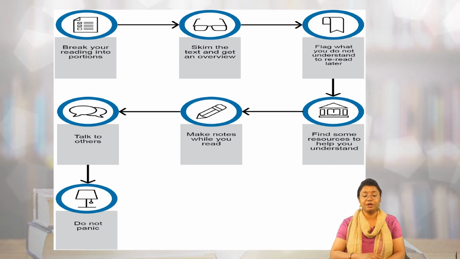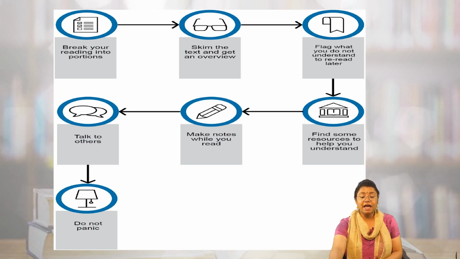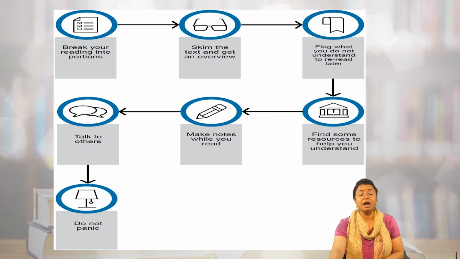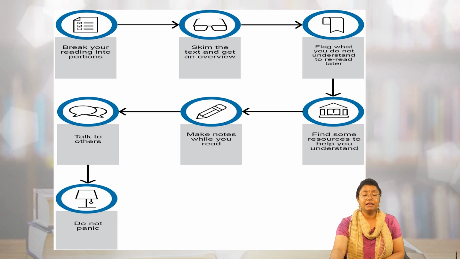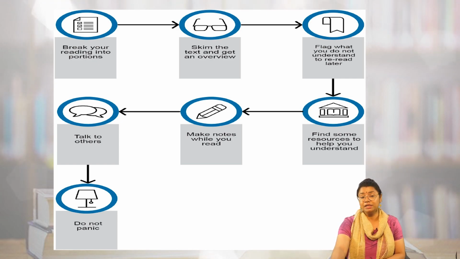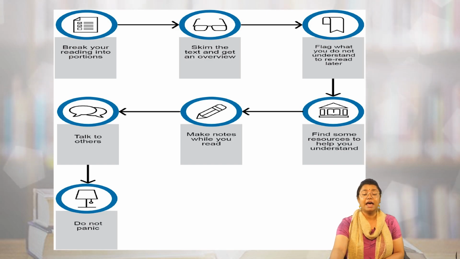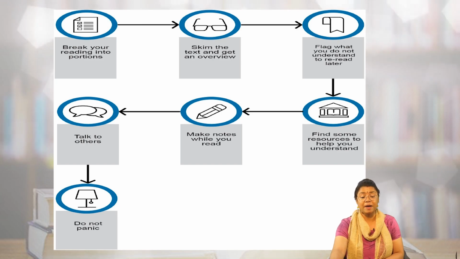First, they have to break the reading into portions. Then, skim the text and get an overview. Then, they can flag what they do not understand so that they could read it later. Then they have to go to the library or other resources to help them understand the meaning. Then, they will also have to make notes while they read the text and also the supported material. They can also talk to people, friends, colleagues and teachers to make sense of the meaning of the text. And through all these processes, what they do not need to do is panic.